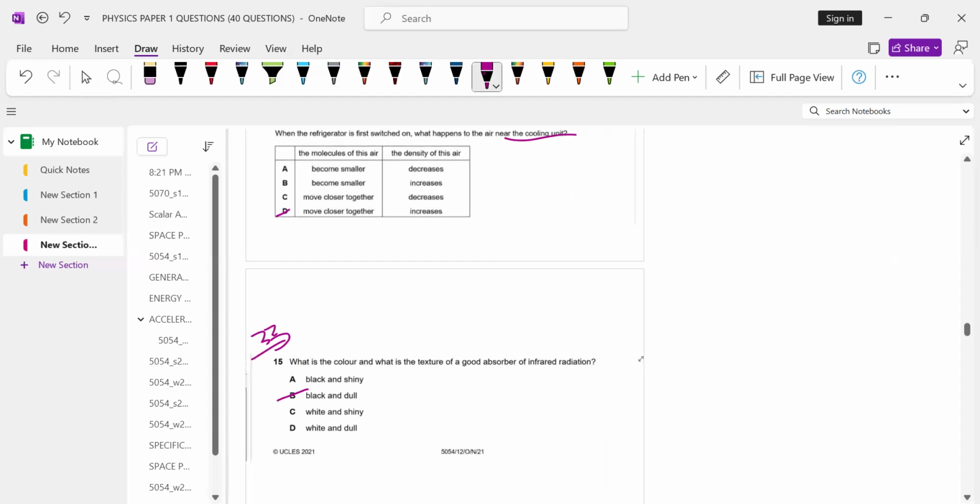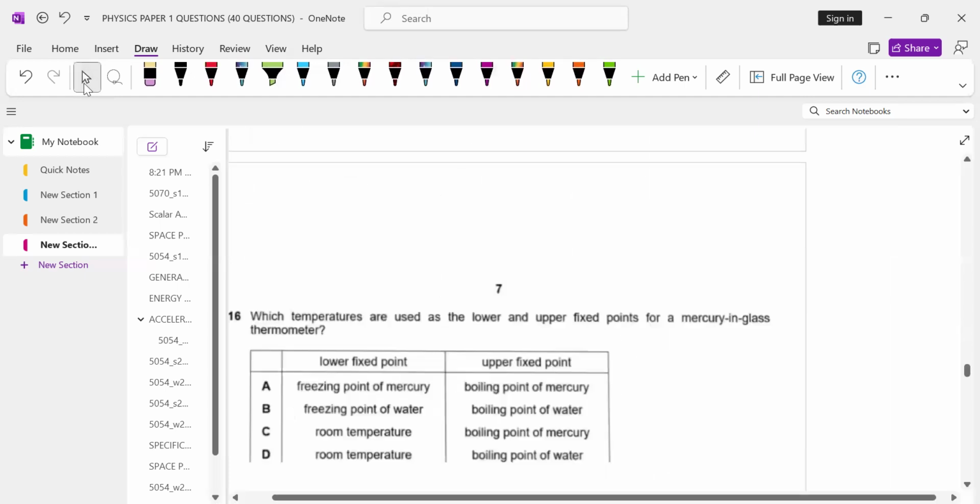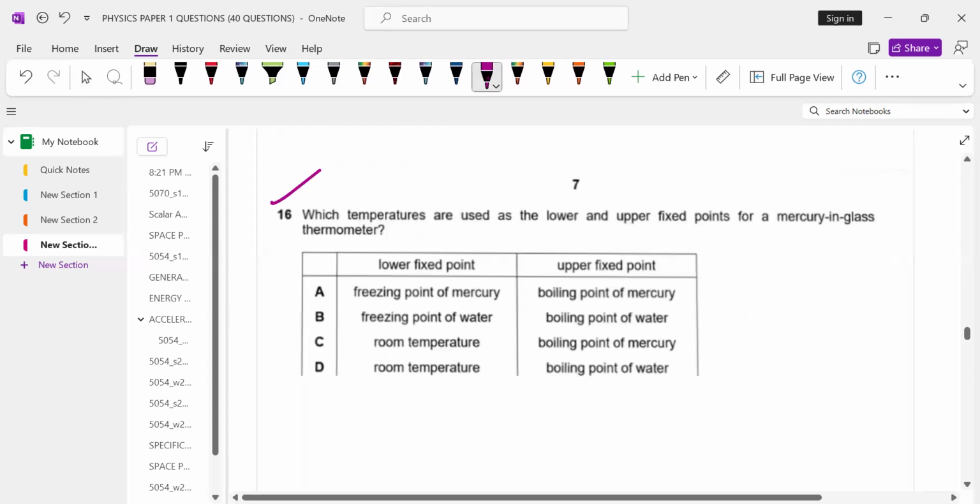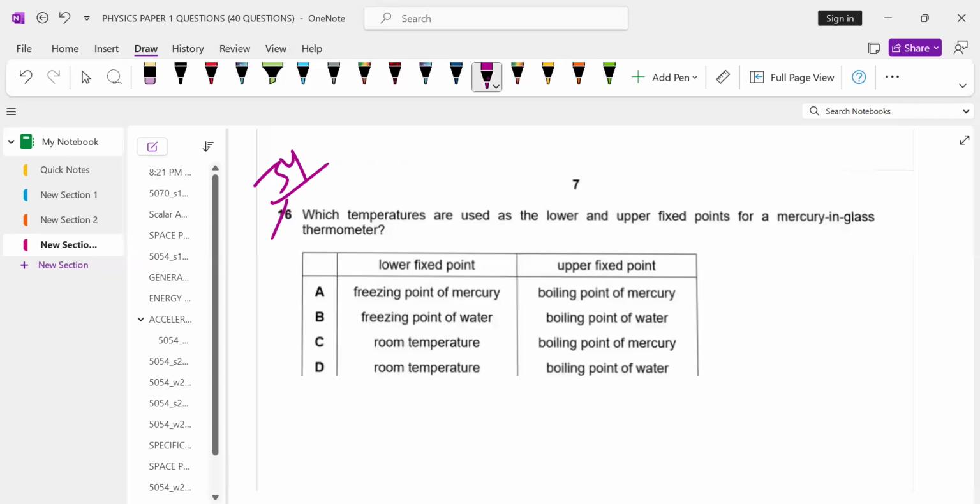Let's move towards the next question, which is question number 34. This question says, which temperatures are used as the lower and the upper fixed points of mercury in a glass thermometer? So in a glass thermometer, the lower fixed point is the freezing point of water and the upper fixed point is the boiling point of water. So option B is correct for question number 34.